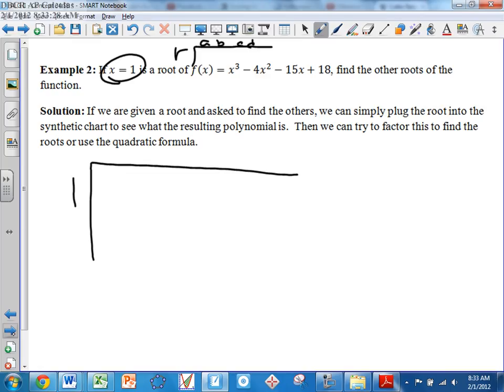You need an answer. What do we got here, guys? 1, negative 4, negative 15, 18. Numbers, somebody give me their row. 1, whoa. Is that what everybody got? I agree.